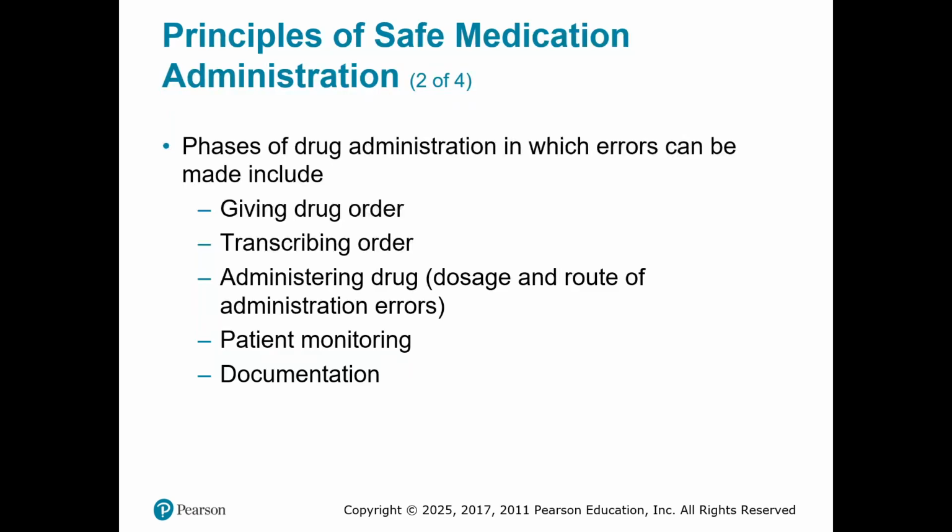Phases of drug administration in which errors can be made include giving the drug order. So you're asked to administer a drug at 0.5 milligrams per kilogram an hour, and you heard 5 and maybe you missed the 0.5. And so let's say you start this patient out at 5 milligrams per kilo an hour. And so that could be a problem.